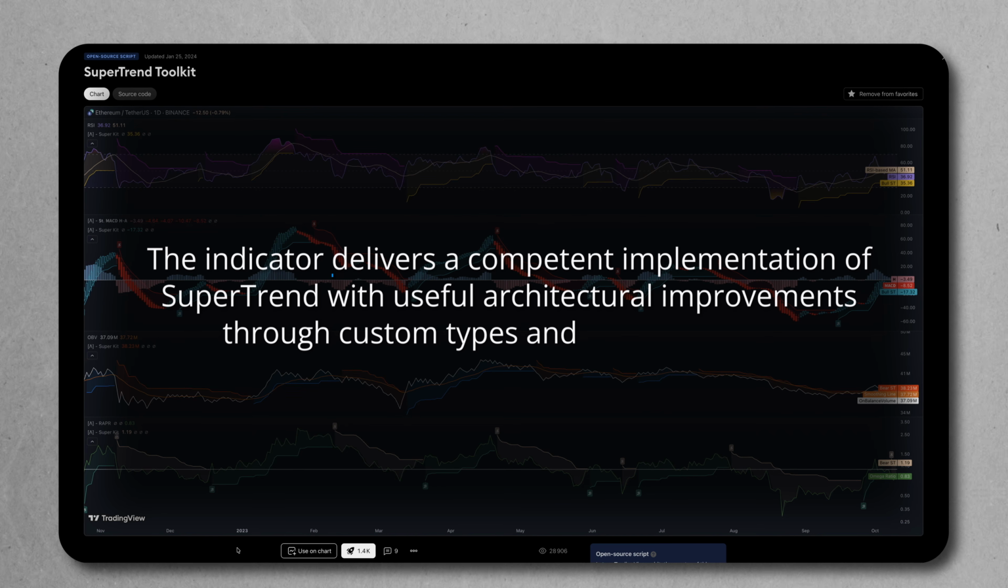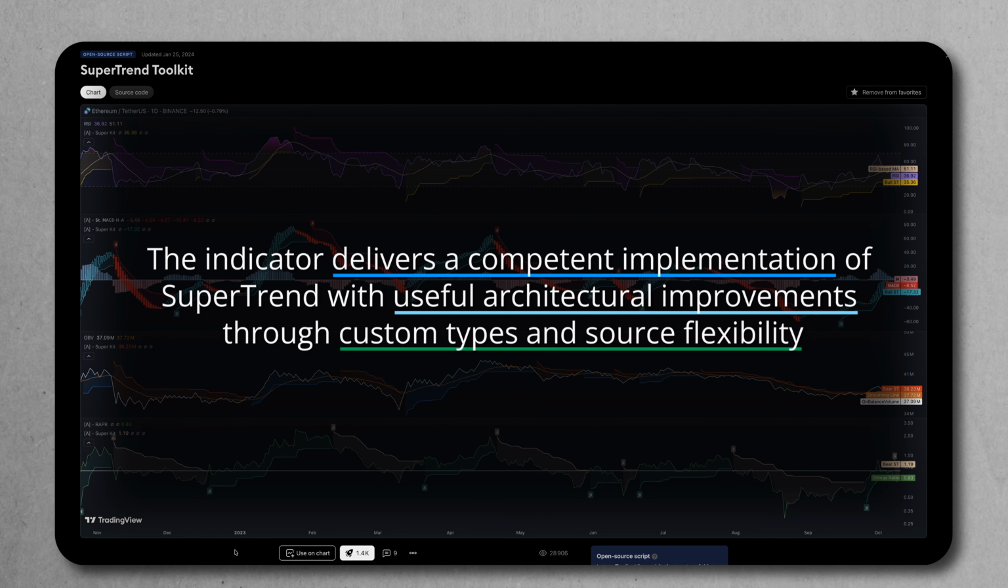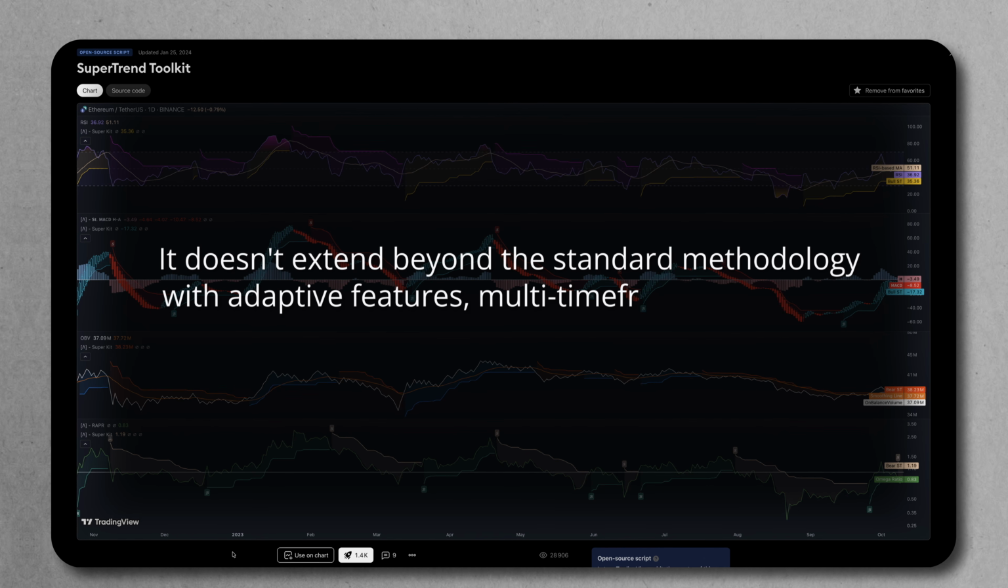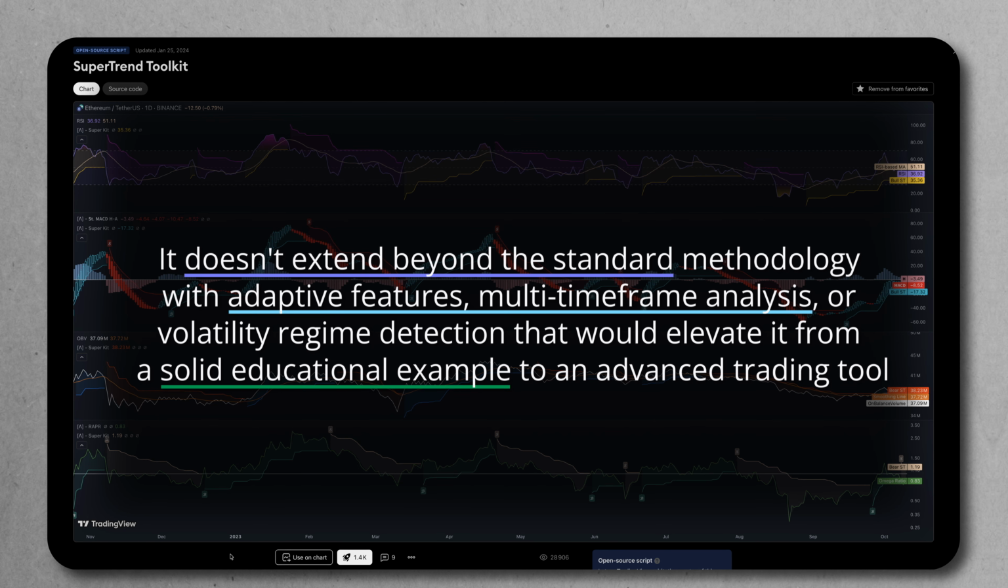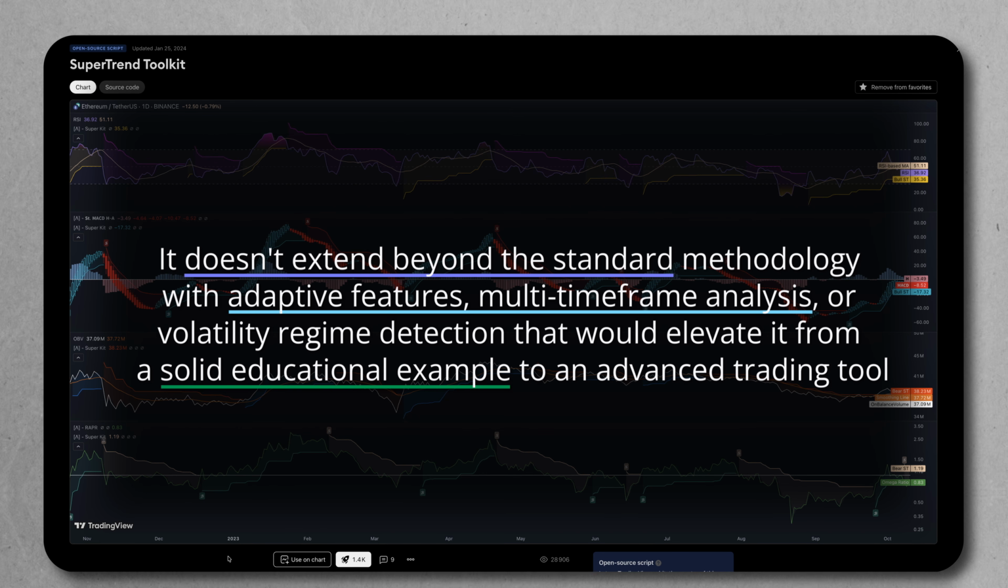The indicator delivers a competent implementation of SuperTrend with useful architectural improvements through custom types and source flexibility. However, it doesn't extend beyond the standard methodology with adaptive features, multi-time frame analysis, or volatility regime detection that would elevate it from a solid educational example to an advanced trading tool.